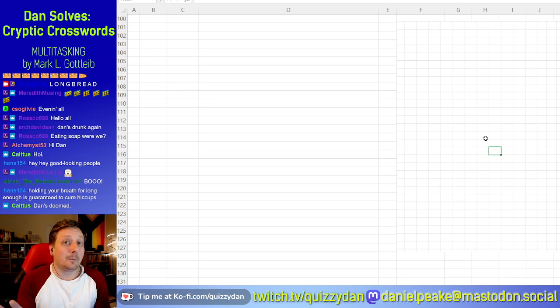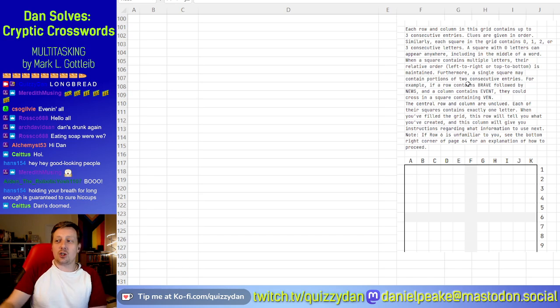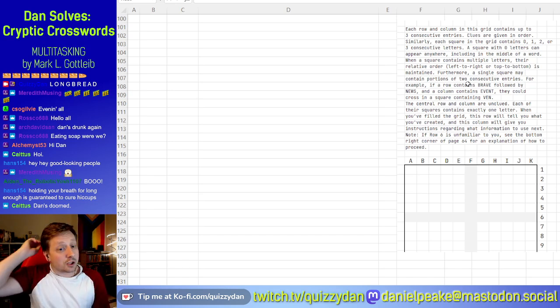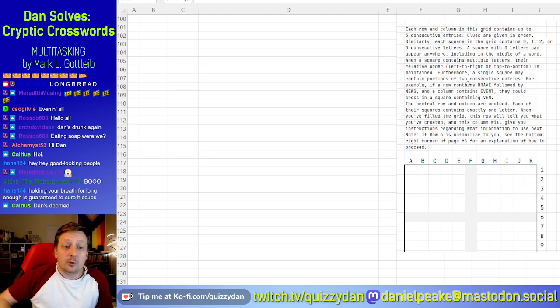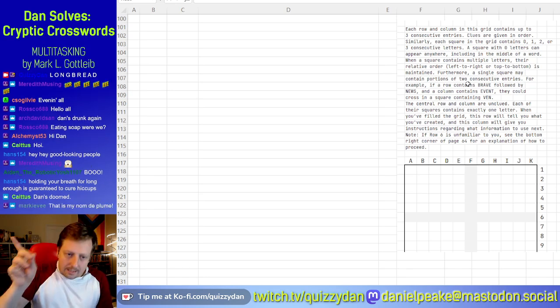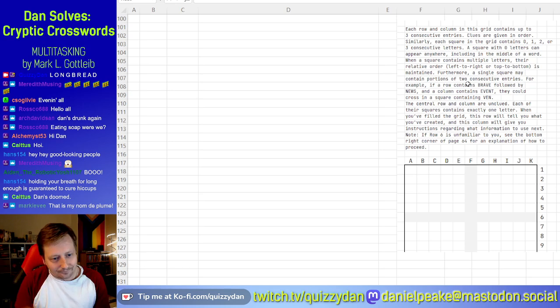The preamble is long. Here's the preamble. Each row and column in this grid contains up to 3 consecutive entries, and clues are given in order. So far, so good. Similarly, each square in the grid contains 0, 1, 2, or 3 consecutive letters.